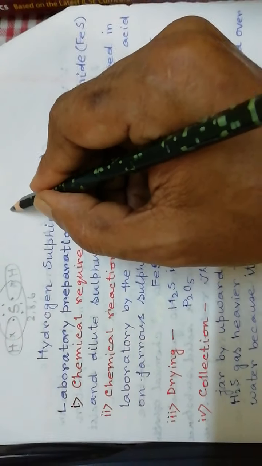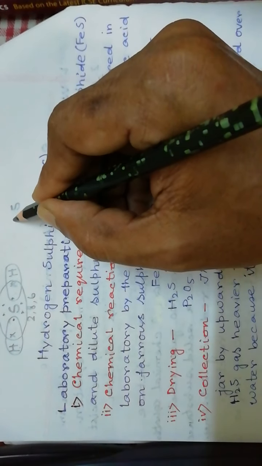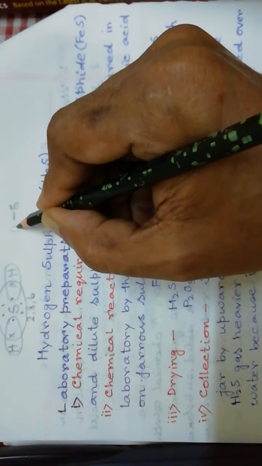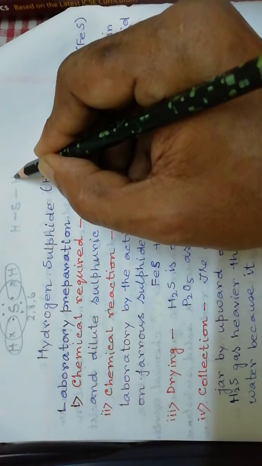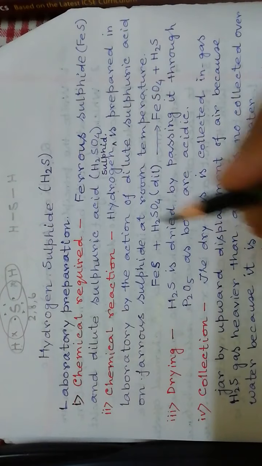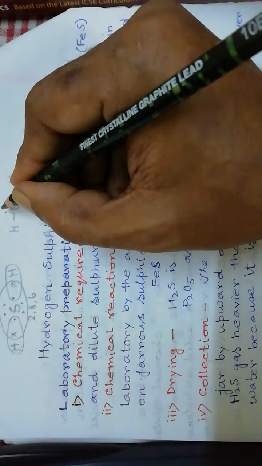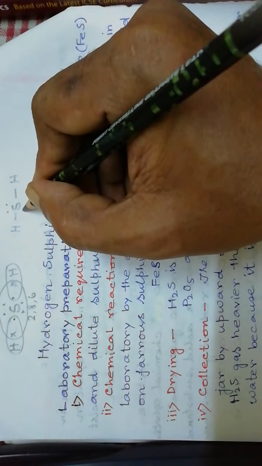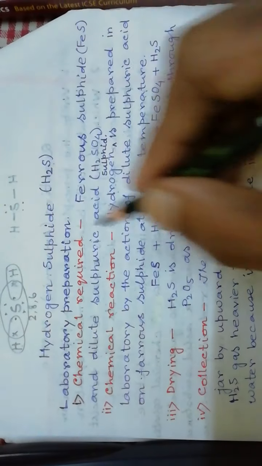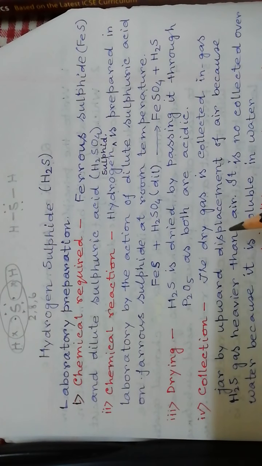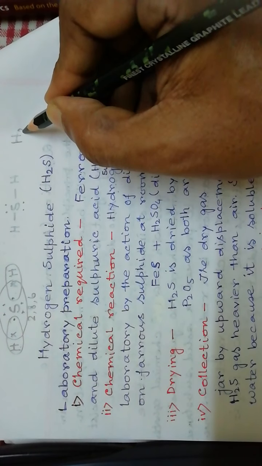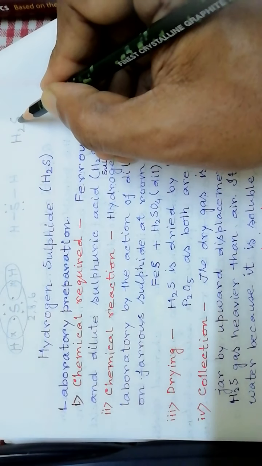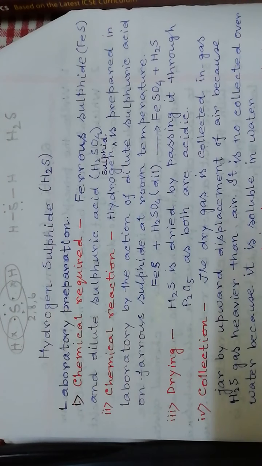So the sulfur atom is attached to both hydrogen atoms by a single bond, and the 2 pairs of electrons on sulfur remain unshared, and thus the H2S, that means hydrogen sulfide molecule, is formed.